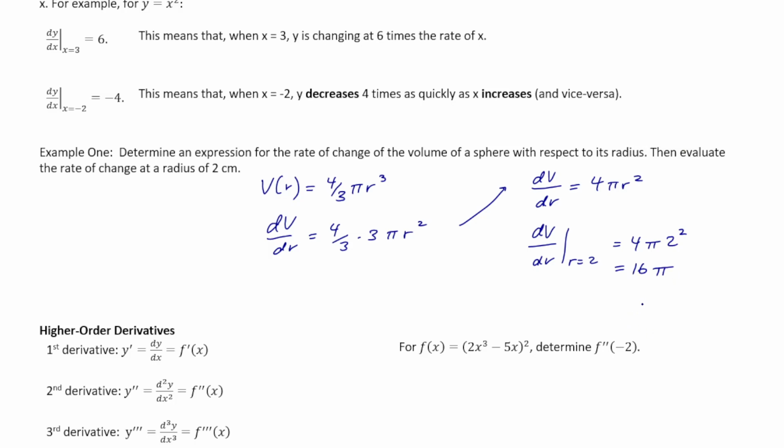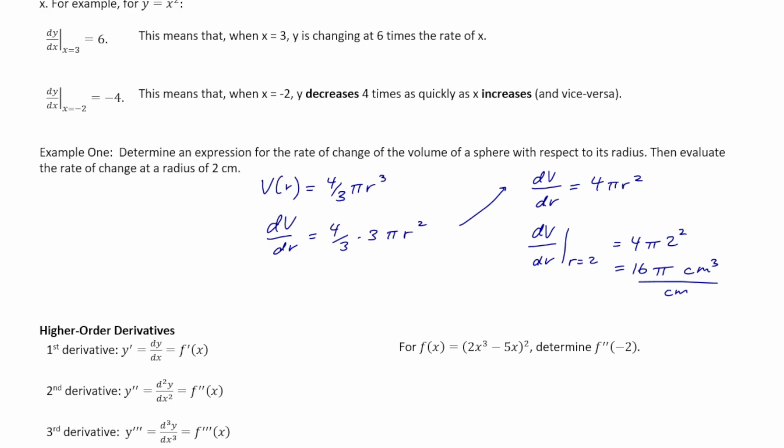Well, what are we saying here? What we're saying is that when the radius is equal to 2 centimeters, the volume is changing at a rate of 16 pi cubic centimeters per centimeter of radius. So that's the rate of change of the volume with respect to the radius, evaluated right when the radius is equal to 2.